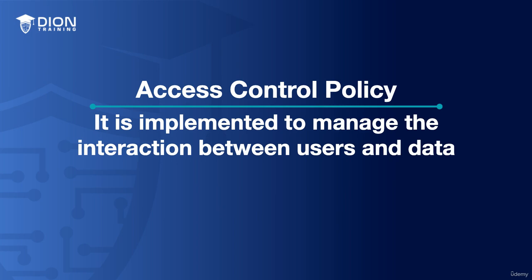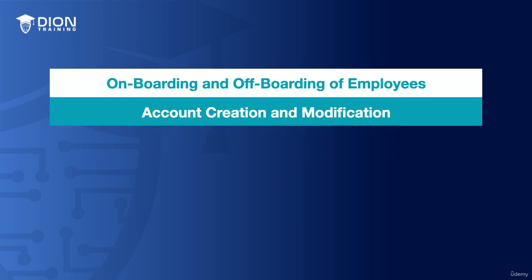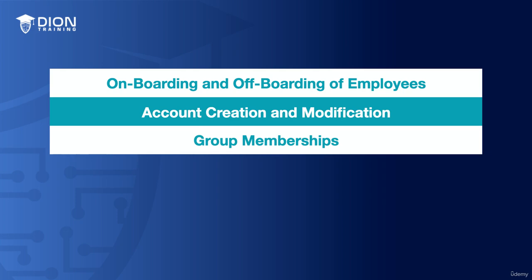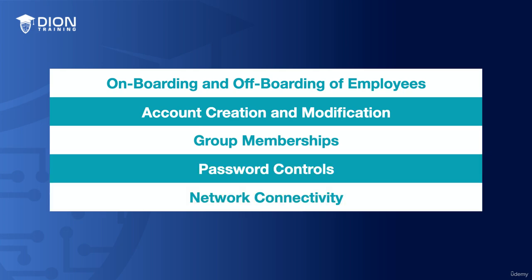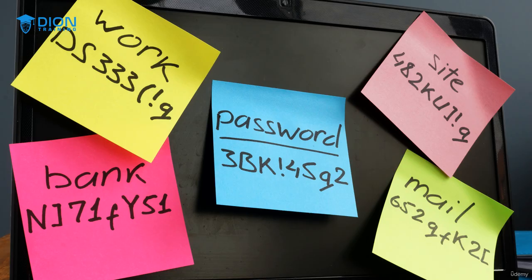The policies define user account management, including onboarding and offboarding of employees, account creation and modification, also group memberships. Password controls, network connectivity, and bring your own device or BYOD policies are also defined in access control policy. An access control policy often includes password management guidelines. This entails specifying the length and complexity of passwords as well as the guidelines for rotating and using passwords. Additionally, many organizations have access control policies in place for personal devices like smartphones and tablets to regulate network access.